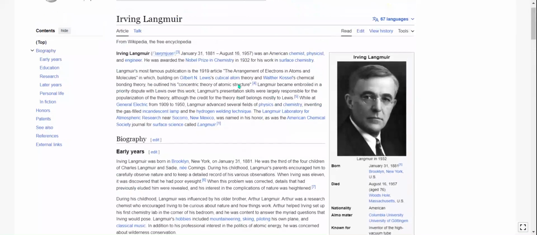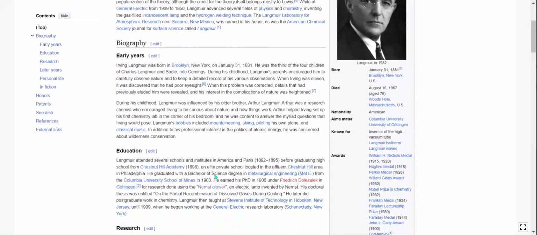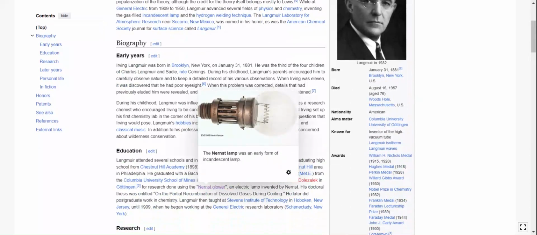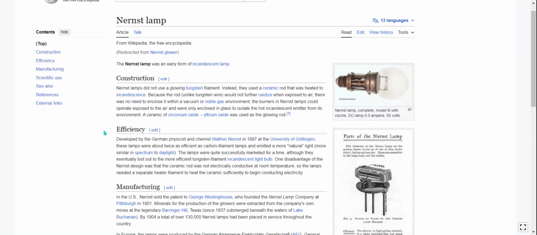Okay, we're starting here from Irving Langmuir again. There are a couple I wanted to read more into. I don't know how long this will be.